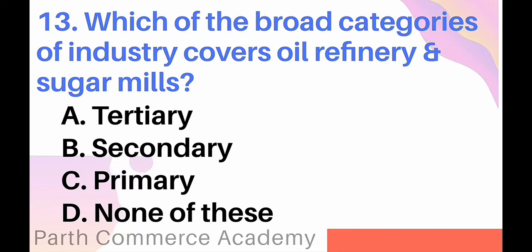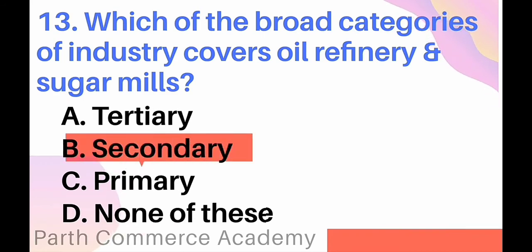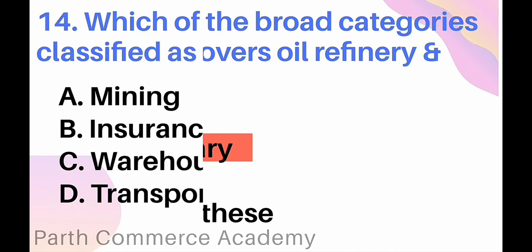Oil refinery and sugar mills are converting raw materials into finished goods, so they are part of secondary industry. So the correct answer is option B, secondary.